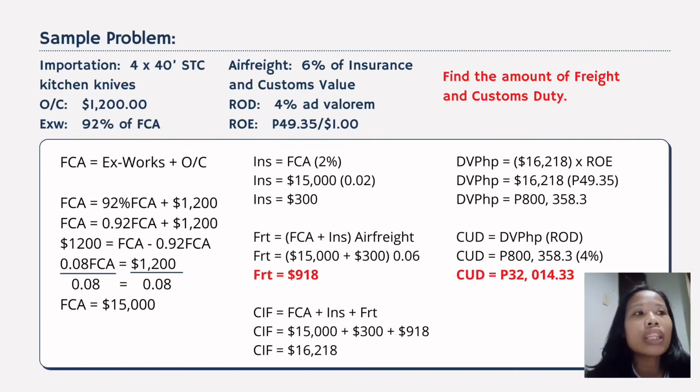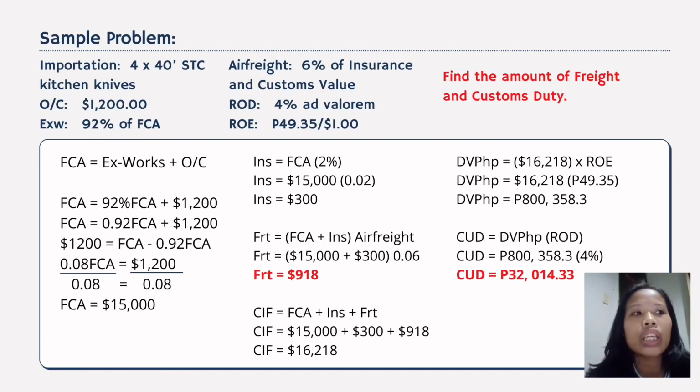So we must find the amount of DV. DV equals CIF times ROE. So DV equals $16,218 times 49 pesos and 35 centavos ROE. So DV equals 800,358 pesos and 33 centavos.